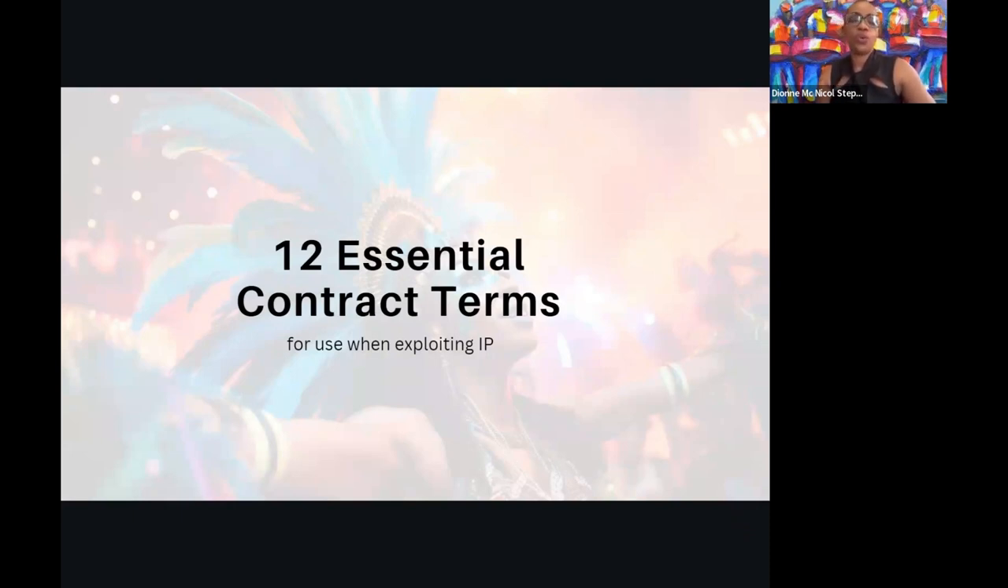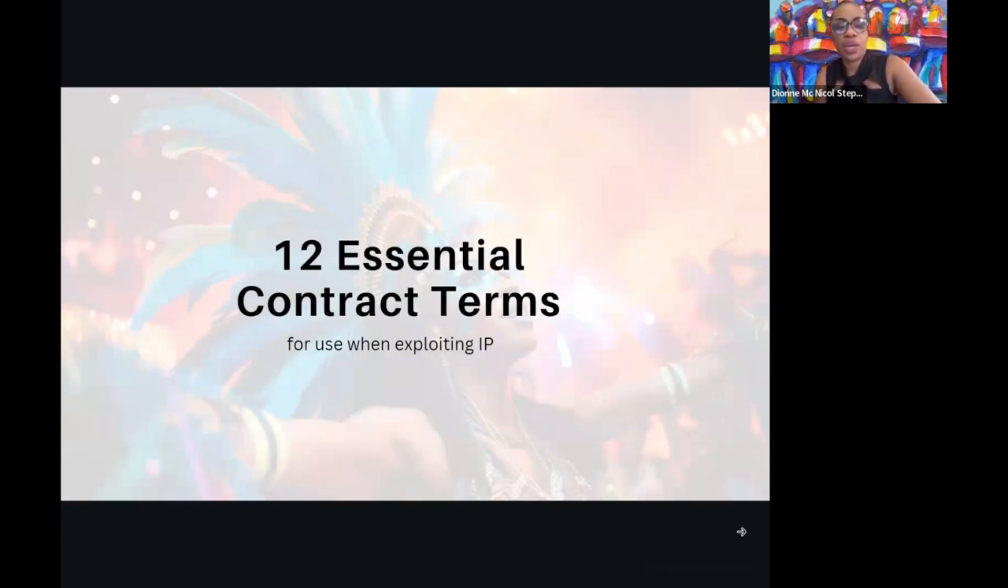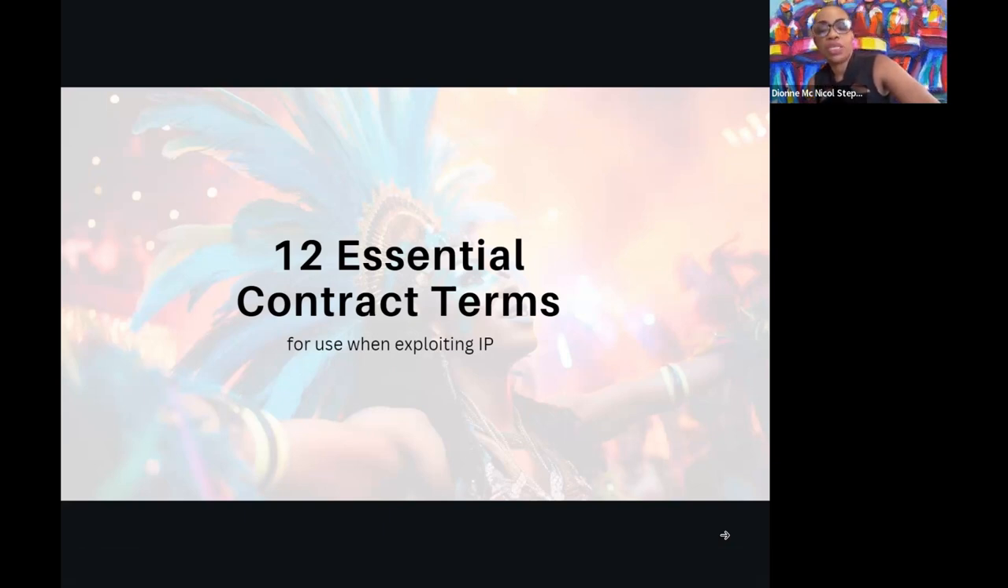So I want to go through some 12 essential contract terms that you use when you're exploiting your IP. And I want to disabuse us of any negative notion that we have in relation to that word exploit. When we say exploit IP, what we mean is to use it to its fullest potential.